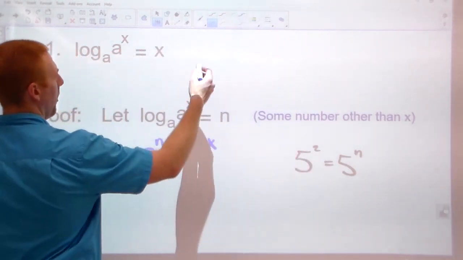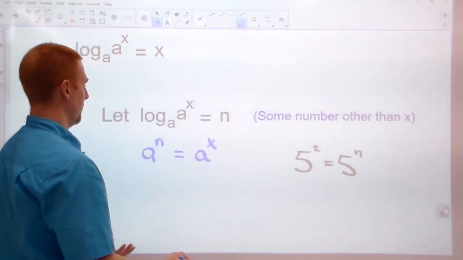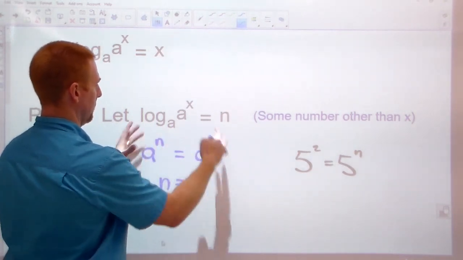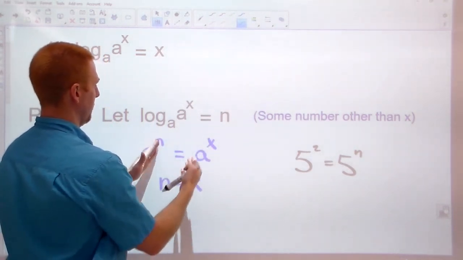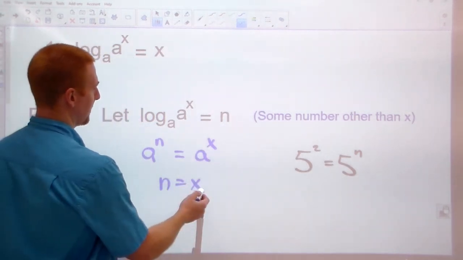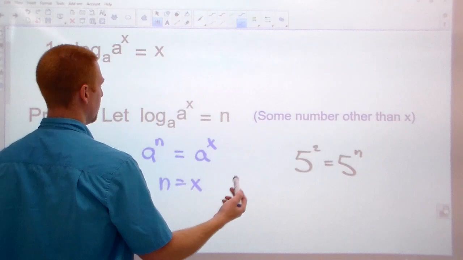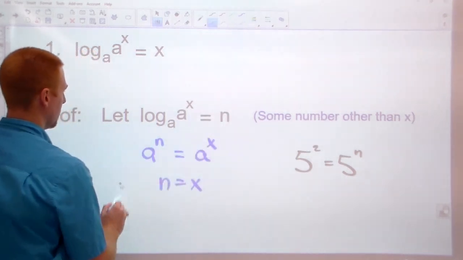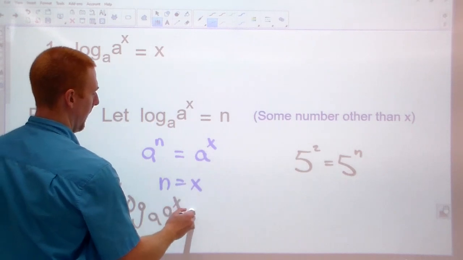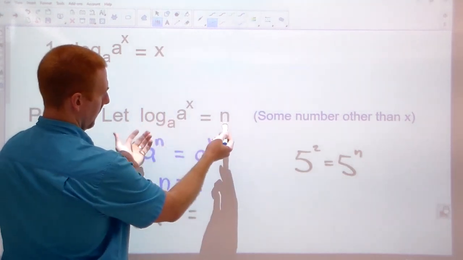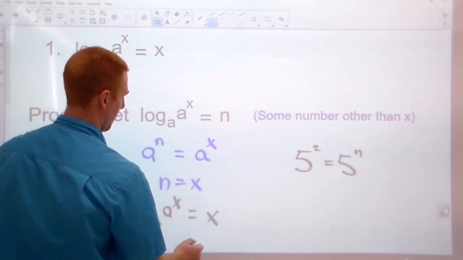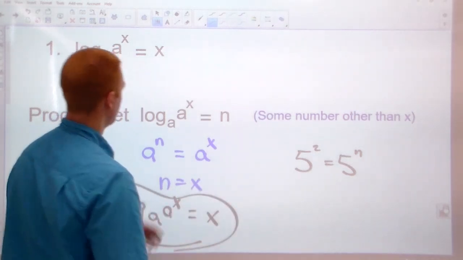So hopefully that's convincing. There's really not a whole lot to show there, but the only way this is going to work out to where these are the same overall answer is if these exponents turn out to be the same thing. And since n has to be equal to x, therefore, we know that original statement is true. Log base a of a to the x. I made up n, but I proved that n has to be x, so as a result, that statement has to be true.